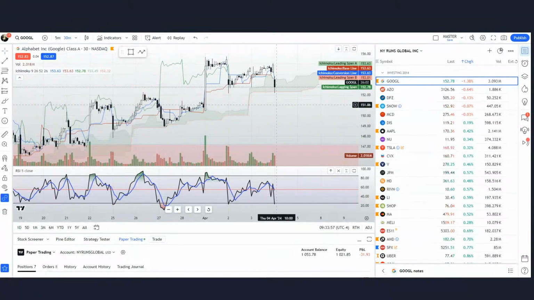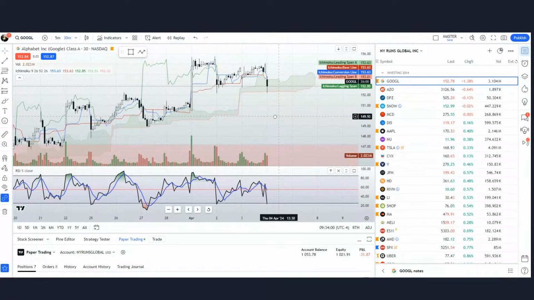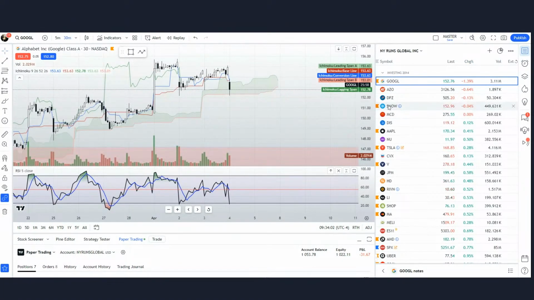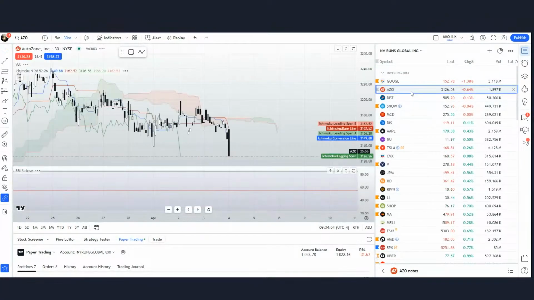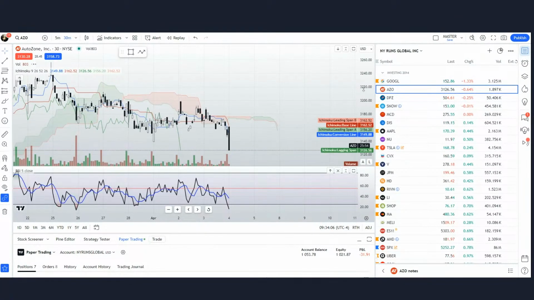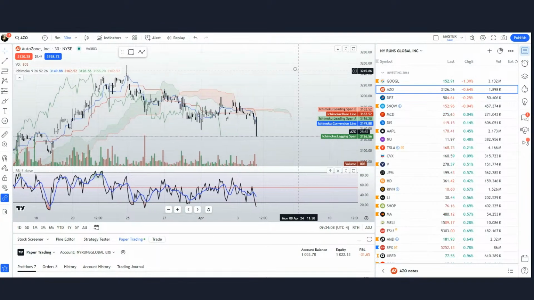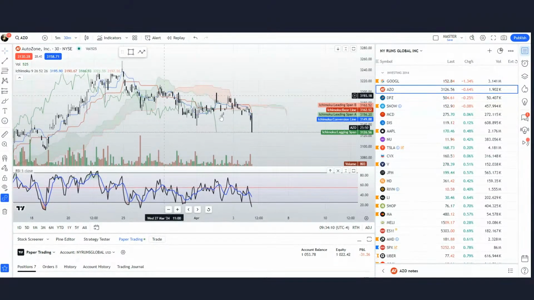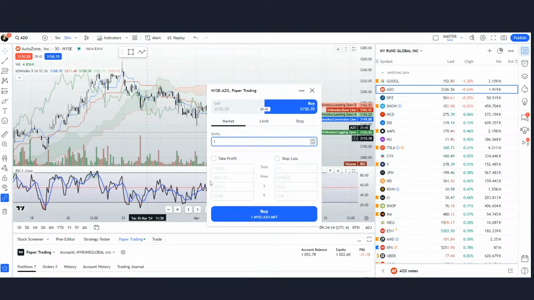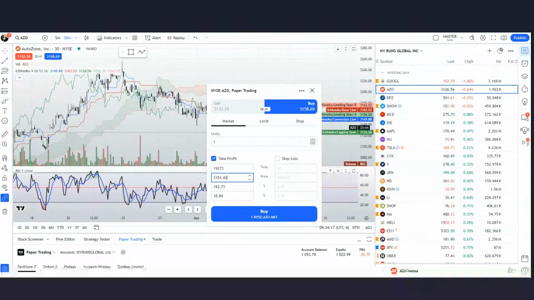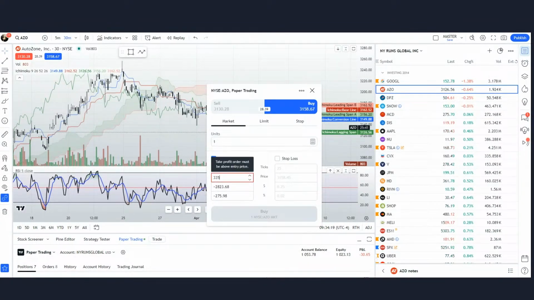Google having a big drop. Hmm. Okay. AutoZone. Oof. AutoZone selling off hard. But for me, it's an opportunity to buy, so I'm gonna buy it into the 31.50, 31.59, 59. There you go. 31.59.